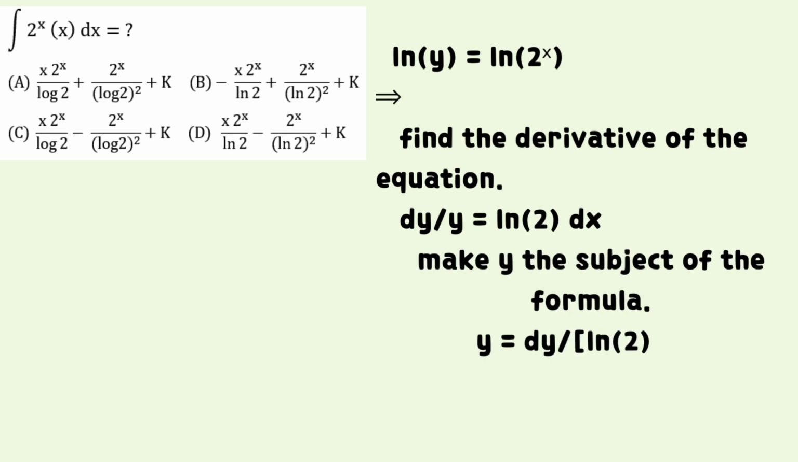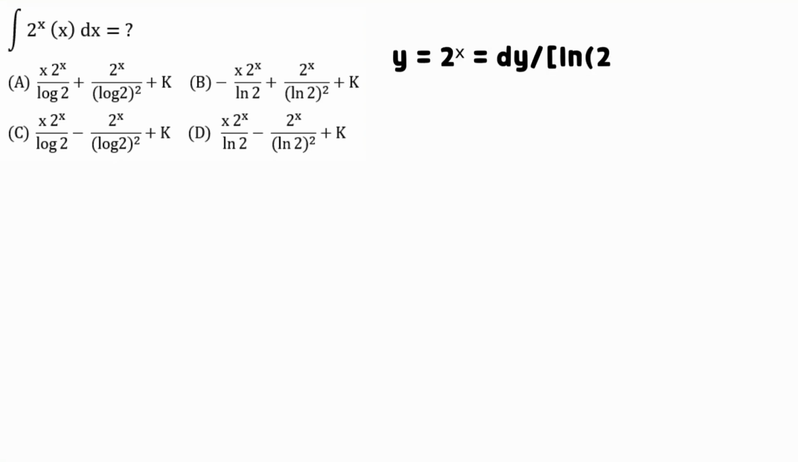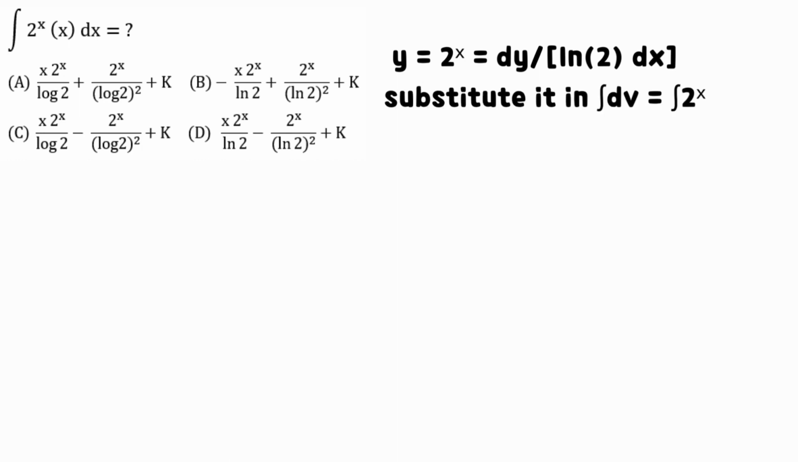Find the derivative of the equation. dy over y equals ln 2 times dx. Make y the subject of the formula. Y equals dy over ln 2 times dx. This implies that y equals 2 to the power of x equals dy over ln 2 times dx.